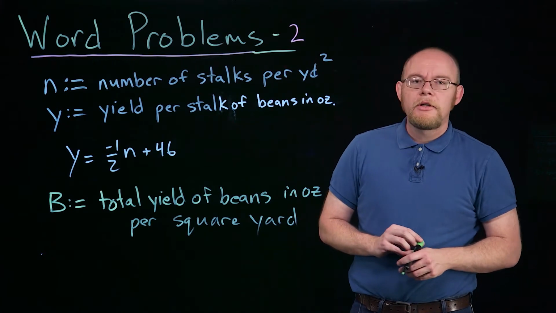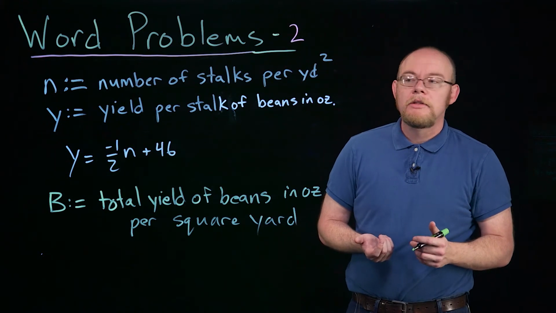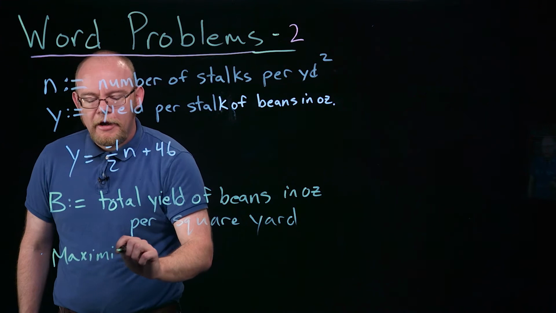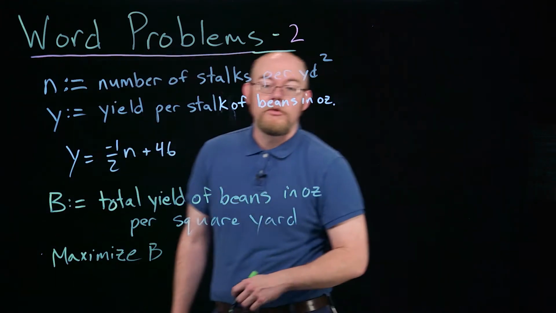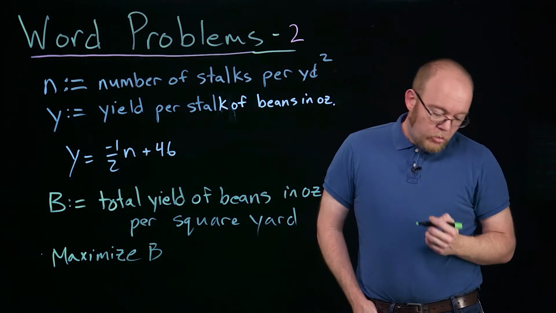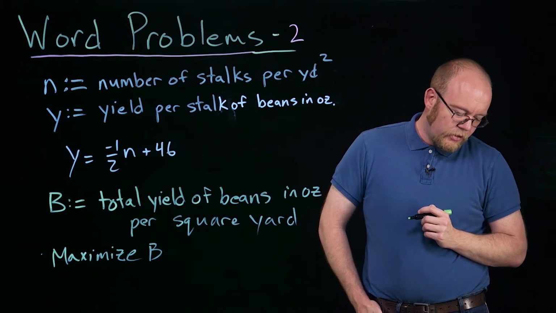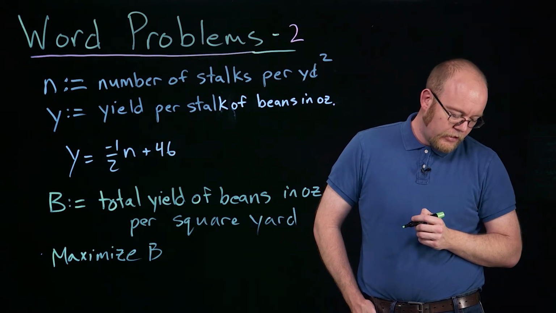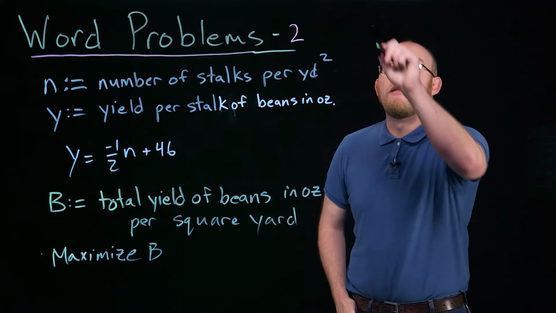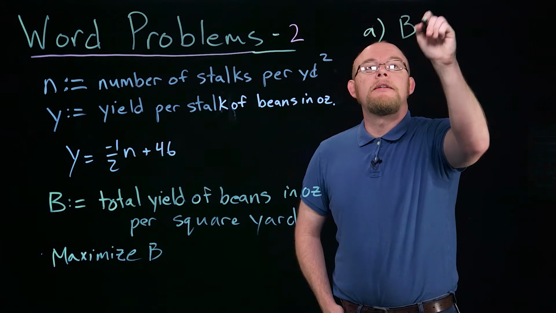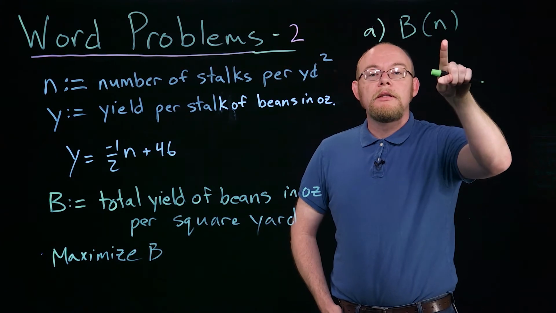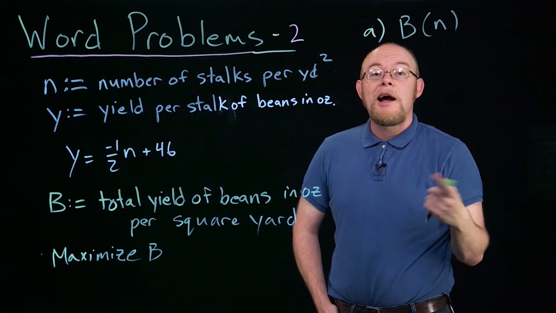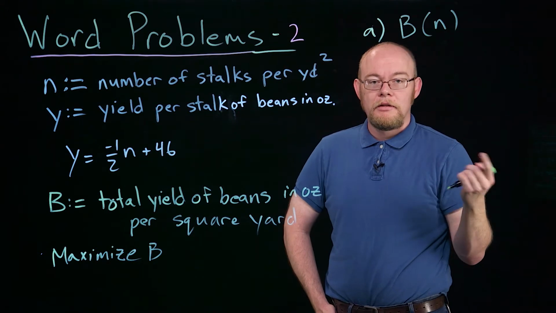Okay, now if we look at this, the goal is to maximize this. So let's just say maximize B, and we'll keep that in the back of our head as something that we need to be shooting for at some point down the road. Now for part A, it wants us to find the total yield in ounces of beans per square yard, B, as a function of the number of beanstalks planted per square yard, N. So what it wants us to find is an expression for B of N, where N is the number of stalks that we've planted per square yard, and B is the total yield of beans in ounces we got from planting that many stalks in there.